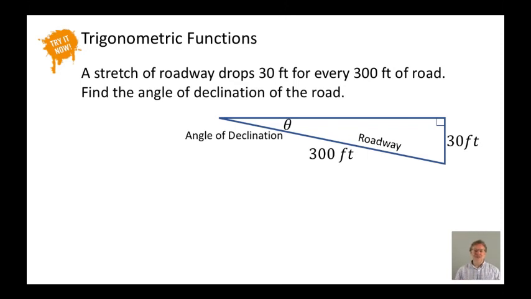to glide you to a safe stop. And we've got some rather infamous cases in the news that have come recently in which 18-wheeler drivers have failed to do so and have resulted in some accidents and actually some deaths. So the angle of declination here is something that we want to find, and it's something that for each stretch of roadway, and here the roadway is not horizontal, is it? It's going downward. So each stretch of roadway drops 30 feet for every 300 feet of road.